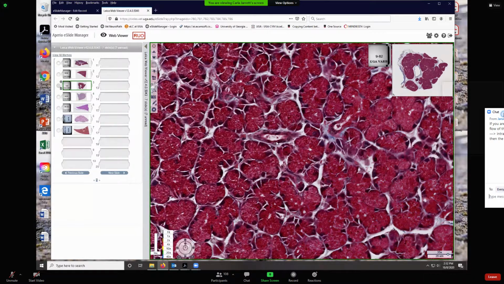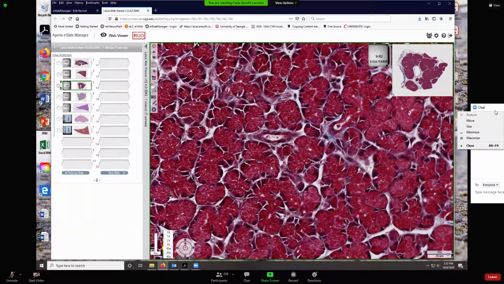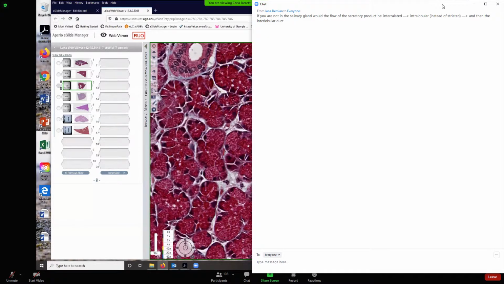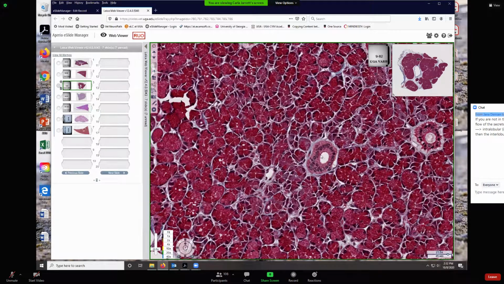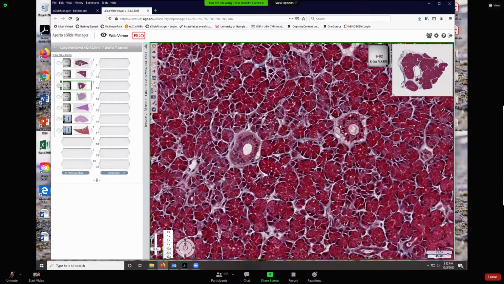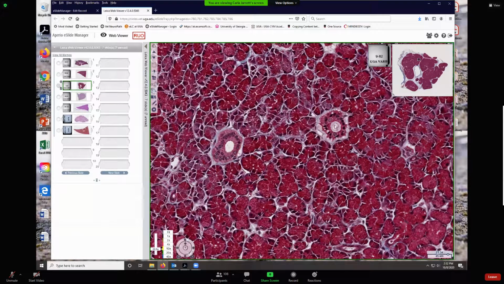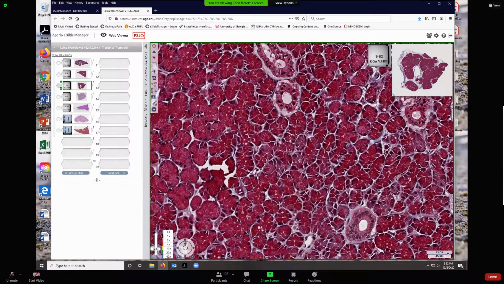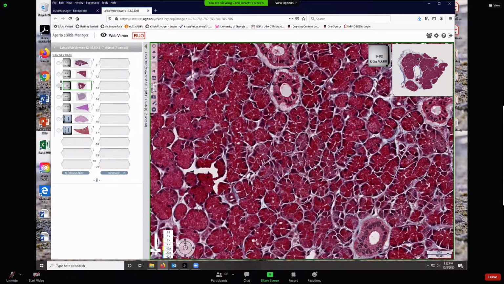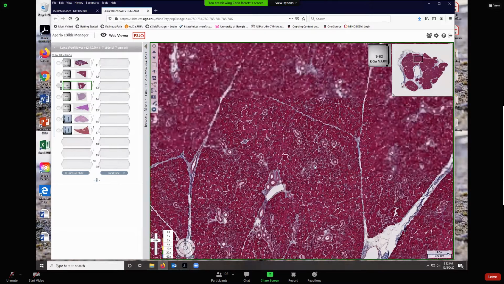Here's an intercalated duct right here. Here's one right here, okay? And those are emptying into these striated ducts right here. And this is a striated duct that just didn't have good preservation, but this one preserved very well. Okay, so that's the three types of salivary glands.